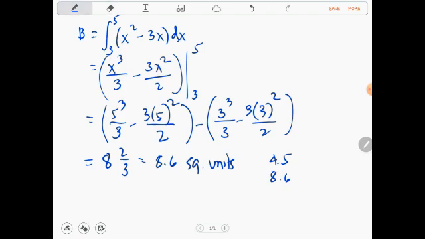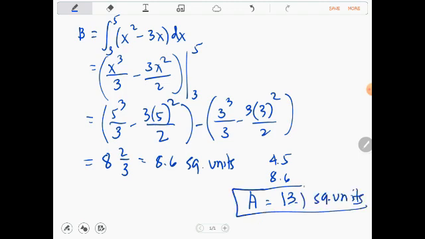So, 4.5 plus 8.6. So, ito na yung ating total na area. So, A is equals to 13.1 square units. So, ito yung ating sagot for our number 2.